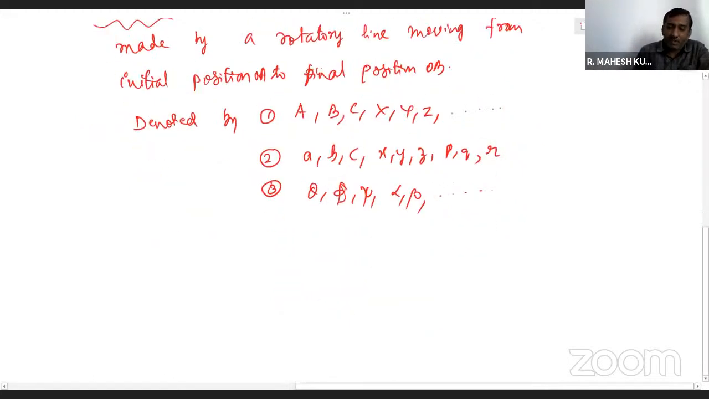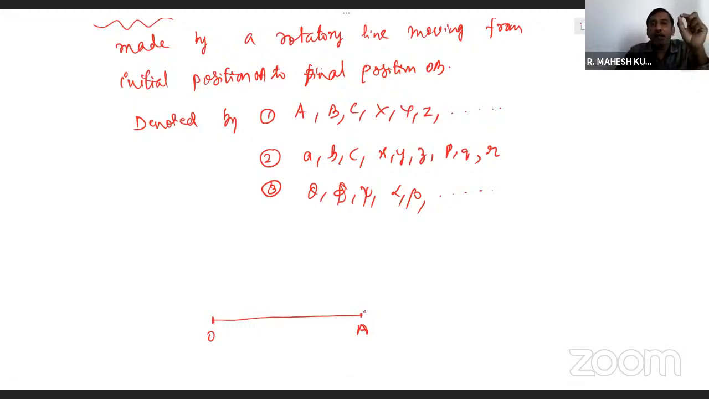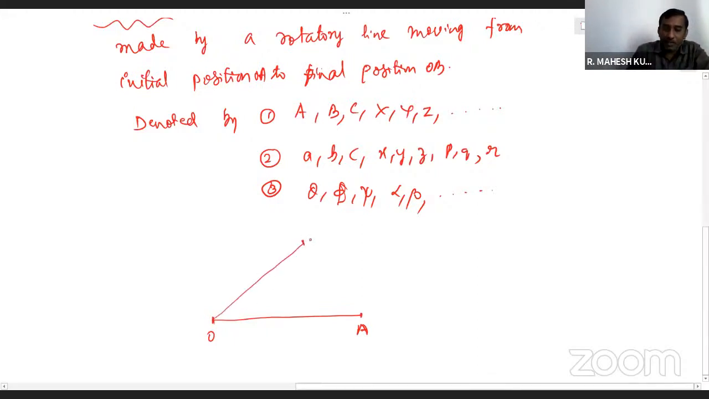Now, to form an angle, you are supposed to rotate a rotatory line from the initial position to final position. See, the amount of rotation whatever you make, that is called the measure of an angle. ಸೊ ರೊಟೇಷನ್ ಅಂತಂದ್ರೆ ನೀವು ಕ್ಲಾಕ್ ವೈಸ್ ರೊಟೇಷನ್ ಬೇಕಾದ್ರೂ ಮಾಡ್ಬೋದು, ಆಂಟಿ ಕ್ಲಾಕ್ ವೈಸ್ ರೊಟೇಷನ್ ಬೇಕಾದ್ರೂ ಮಾಡ್ಬೋದು. If you rotate from one position to another position OB in anticlockwise direction like this, whatever angle you get is called a positive angle, right?